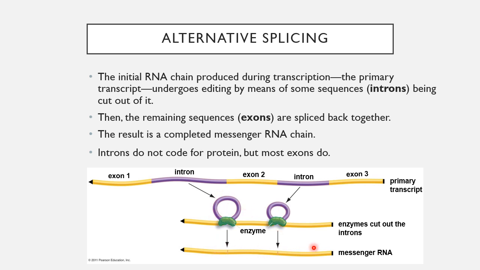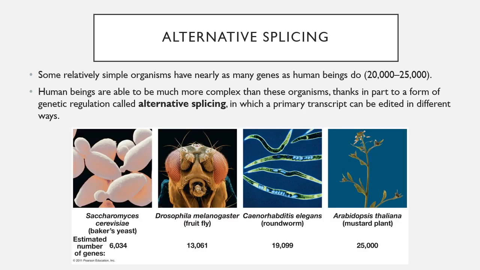So again, part of your DNA code is used to make proteins, and part of that DNA code gets removed, and we'll talk about that continuing on the next slide. So some relatively simple organisms have nearly as many genes as human beings do. If you look at the Arabidopsis thaliana, the mustard plant, it has 25,000 genes. That's about what the human has.